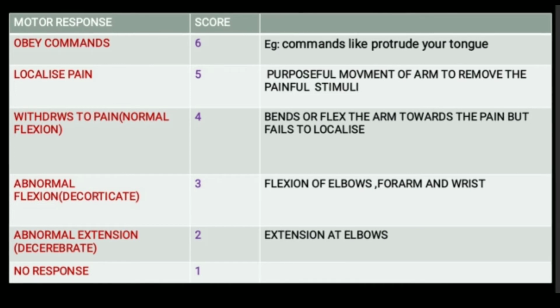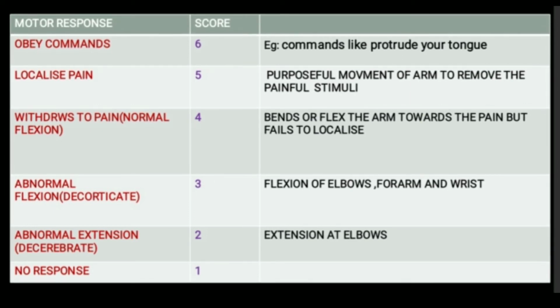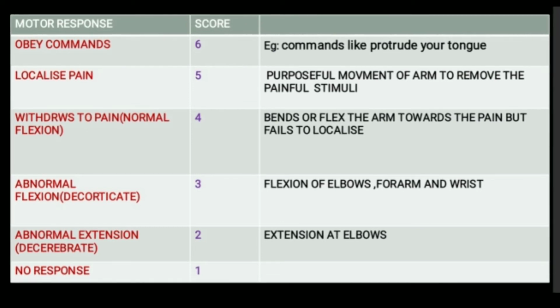Let us see the first part, that is obeying commands. If the patient is obeying our commands, the score will be 6. For example, we are asking the patient to protrude his tongue, or we are asking the patient to raise his hands. If the patient does so, we can give the score of 6.